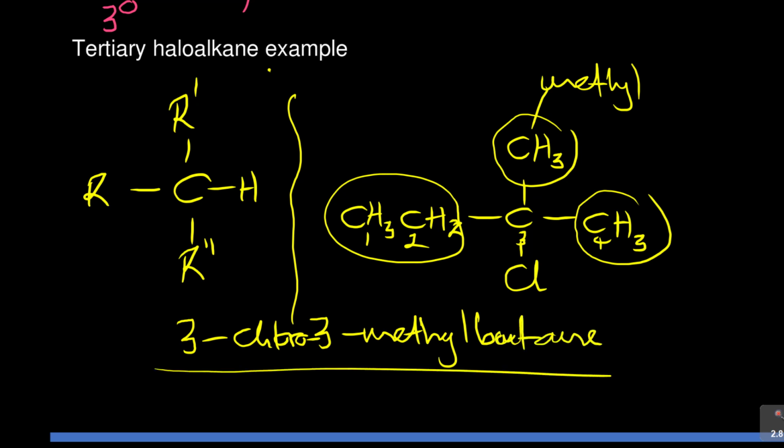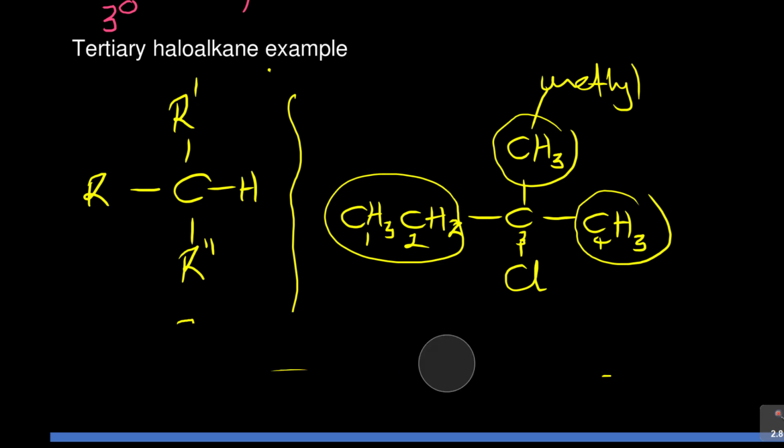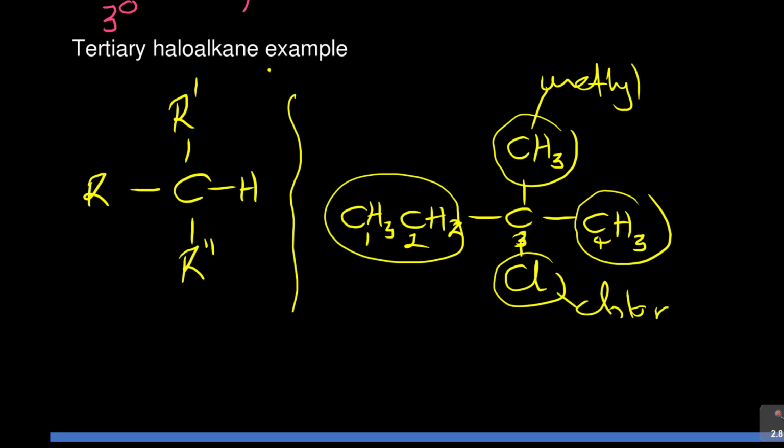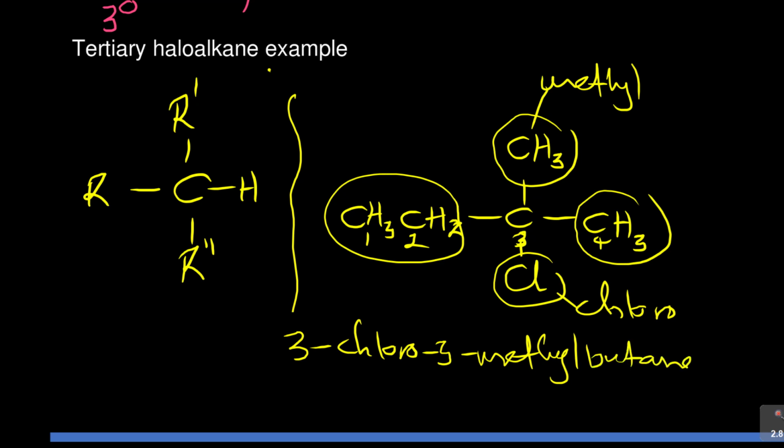Did you see how I came up with that? Let me repeat again, maybe I was too fast here. Look at this. I look at carbon number 3. There are 2 branches, the methyl and the chloro. Now, which one comes first? It's C before M. So it's 3-chloro, and then hyphen, 3-methyl. You see this? And then it's what? 1, 2, 3, 4. It's butane. See, there is a branch.